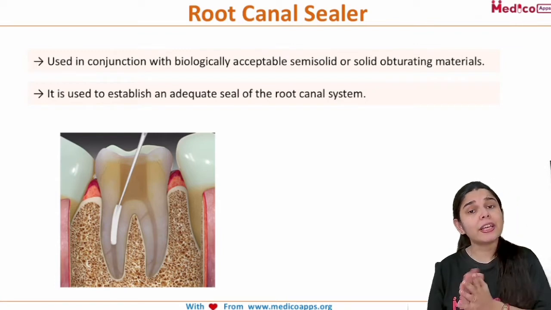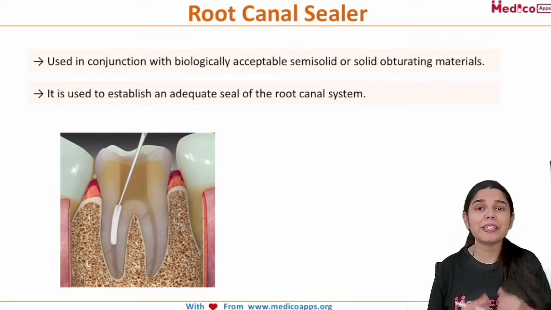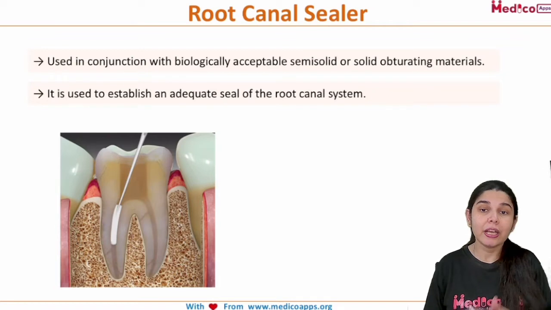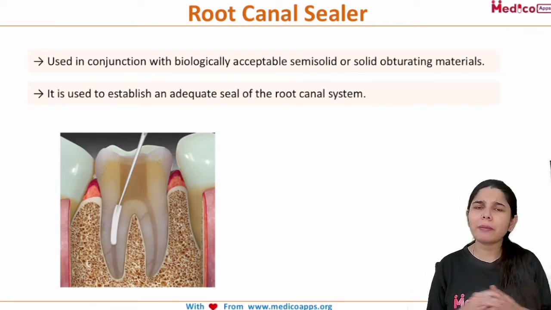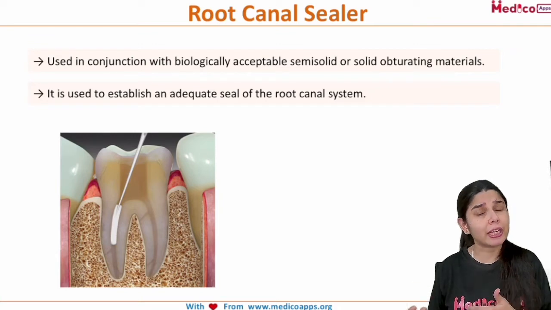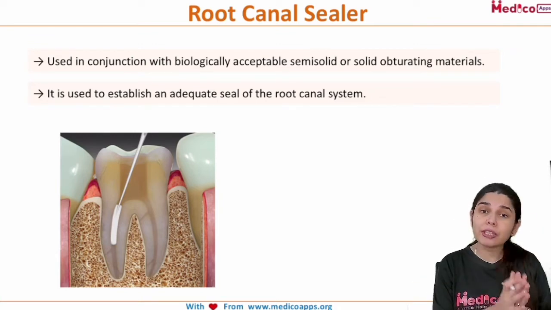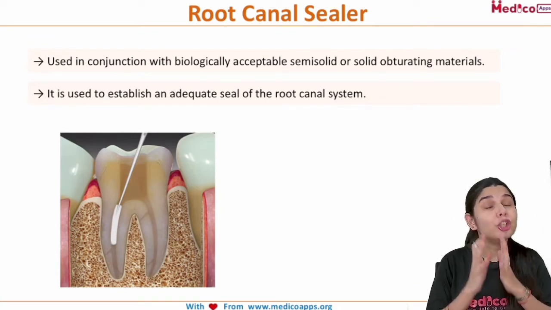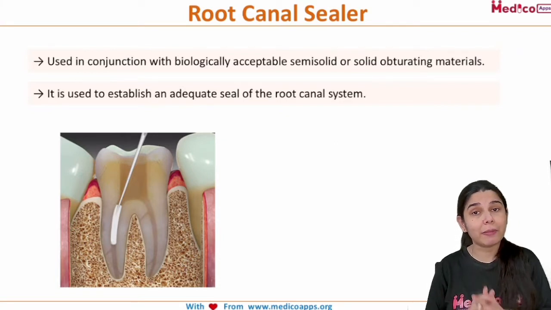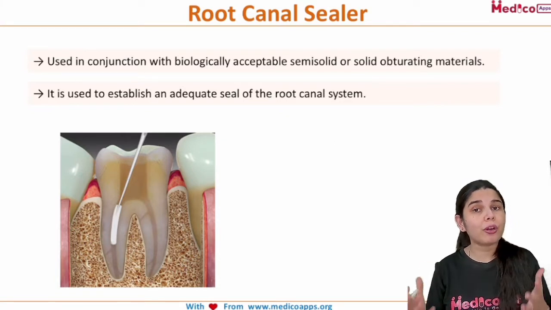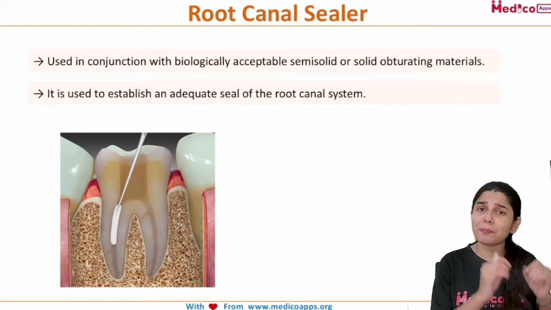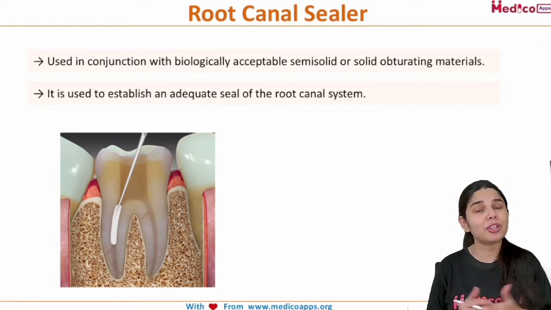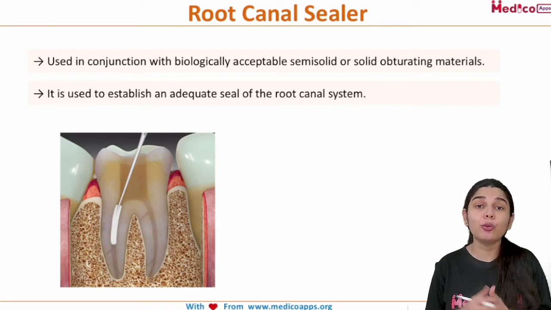Firstly, a root canal sealer is basically a biological material which is present along with the obturating material. The obturating material we usually use is the gutta percha. This root canal sealer is used along with the obturating material. Now, why is it used? What is the significance? It is used to establish an adequate seal of the root canal system.